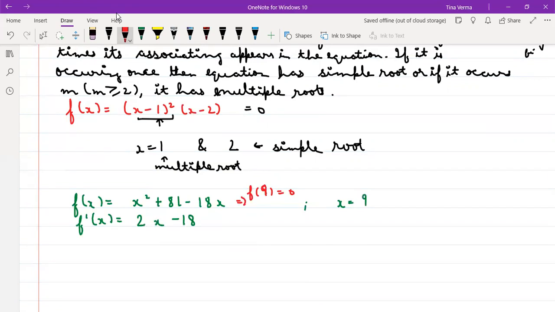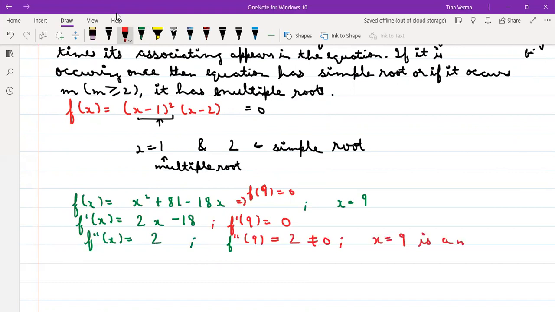And if you check 2x minus 18, and again you find its derivative at 9, you can again see this is 0. So if you find the double derivative, this is coming out to be 2, and you can check the double derivative at 9, this is 2 which is not equal to 0. That means x is equal to 9 is a multiple root with multiplicity 2, because the second order derivative comes out to be non-zero.